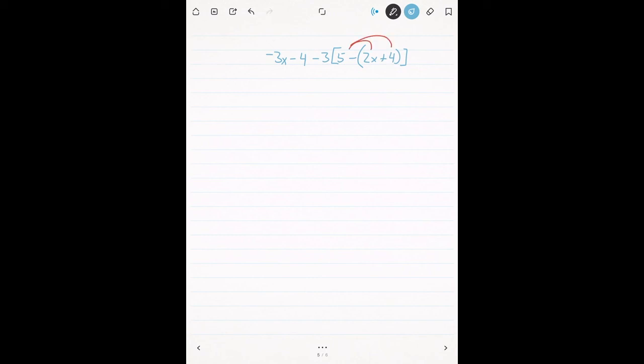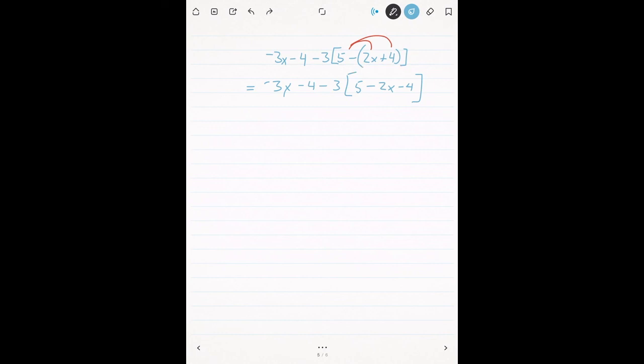All right, well, hopefully you were able to spend some time working through this example and seeing the different ways we could go about distributing this. What I would say to do first is when you have an expression with parentheses and brackets, if you want to clear them, you have to start on the innermost set of grouping symbols first. Here we have to start with the innermost set of parentheses. I'm going to distribute that negative to get negative 2x minus 4. That has gotten rid of the parentheses.